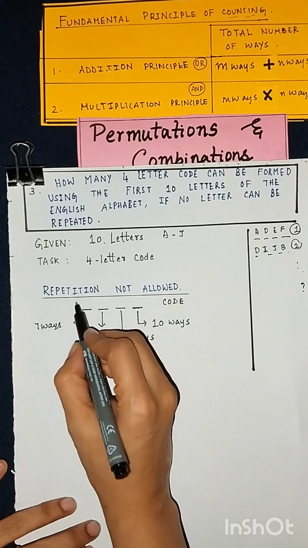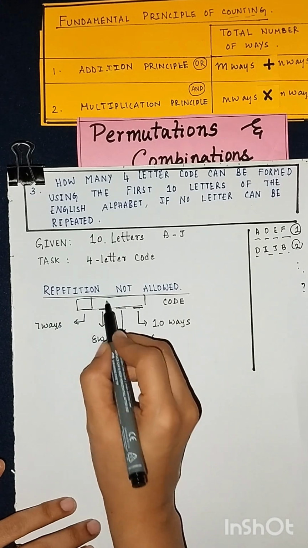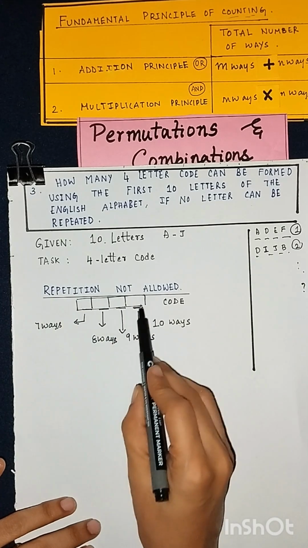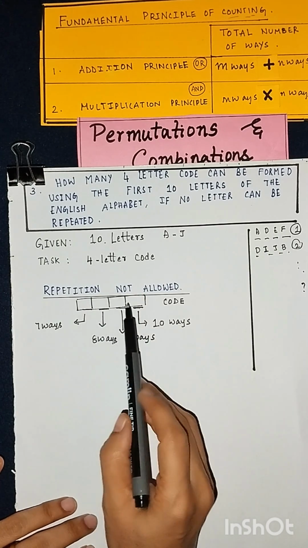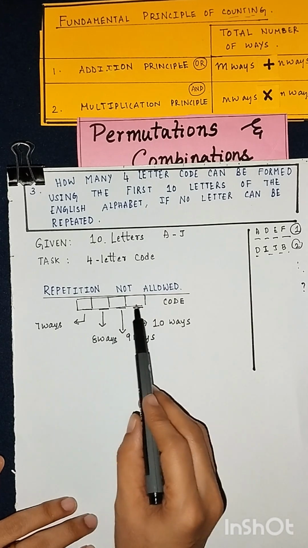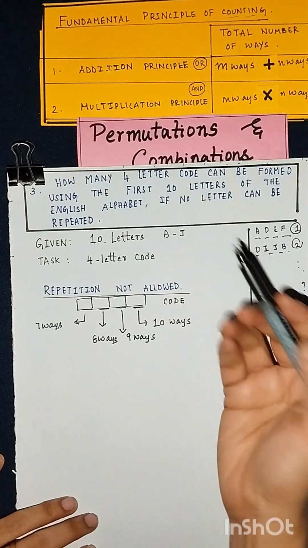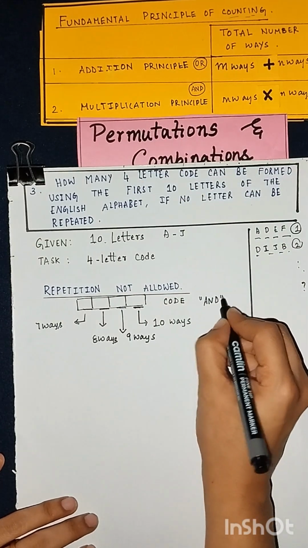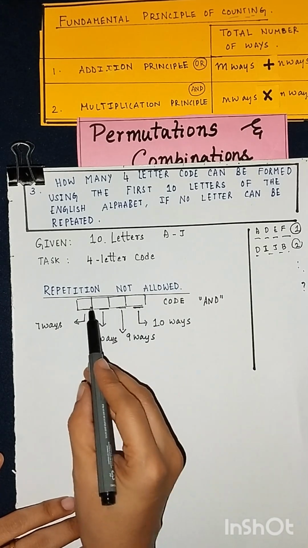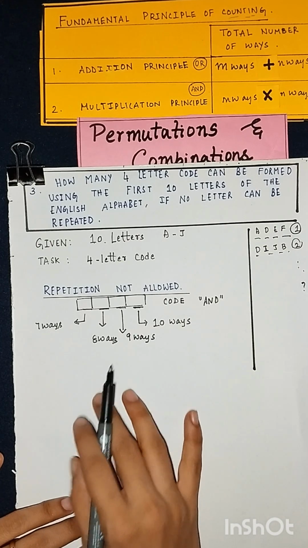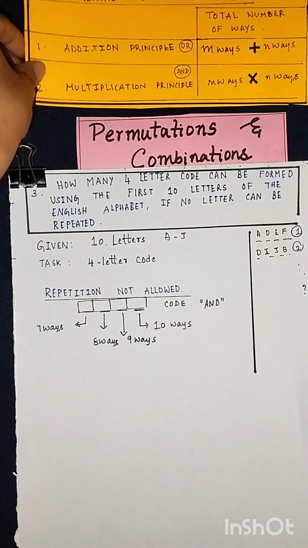Now this is a 4-letter code. That means to form one single code, you have to do all the events one after the other: this, after this you have to do this, and this, and this, then only you're going to get a code. So here "and" is the keyword, right? To form a single code, this and this and this and this, all the events must be performed one after the other. So here we have to apply the multiplication principle.